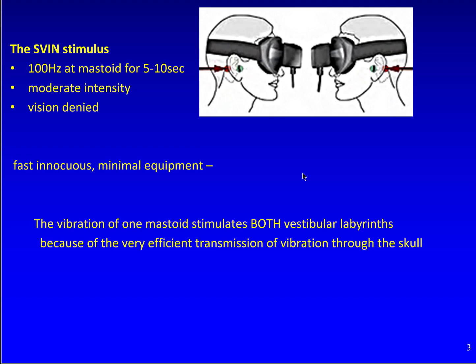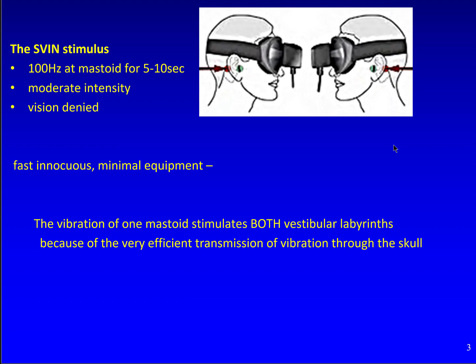What is it? Well, the stimulus is very simple. It's 100 Hertz vibration. 100 Hertz is about optimal, on the mastoid for about 5 or 10 seconds. It's got to be moderate intensity. It's not some feeble little thing. It's got to be a pretty strong stimulus, but it's very short lasting, and the situation must be vision denied, using video techniques or Fresnel glasses to look at the eye movements.